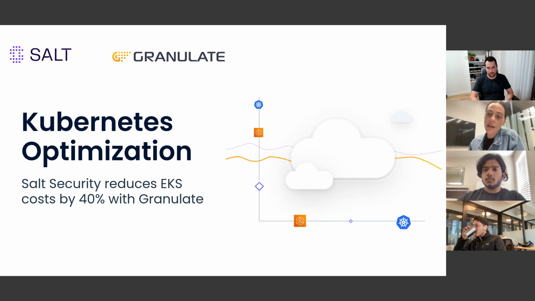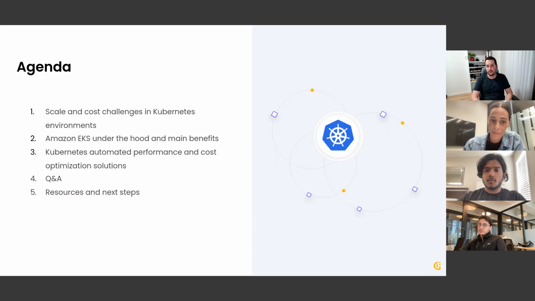So, hi, everyone. As everybody's joining us, we'll begin with presenting the webinar's title. We'll be discussing Kubernetes optimization today, and we'll be reviewing Salt Security's use case and how they reduced EKS cost by 40% with Granulate.